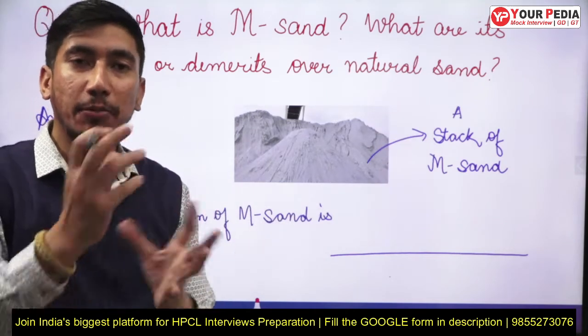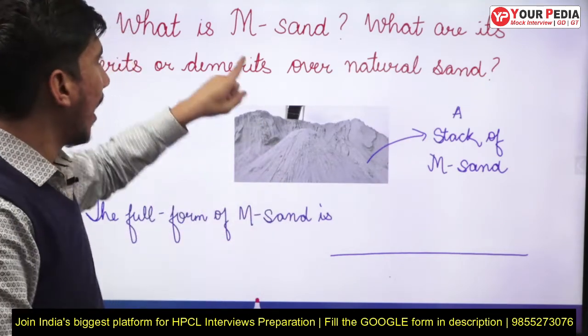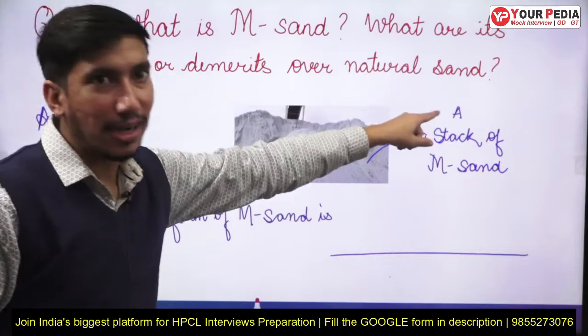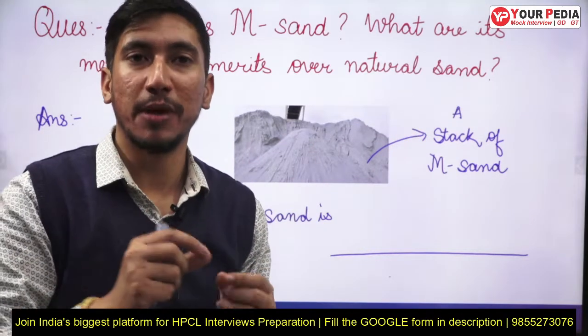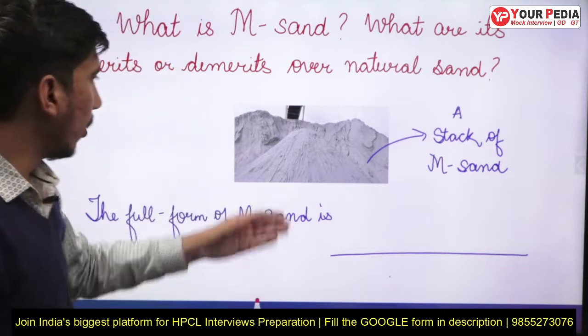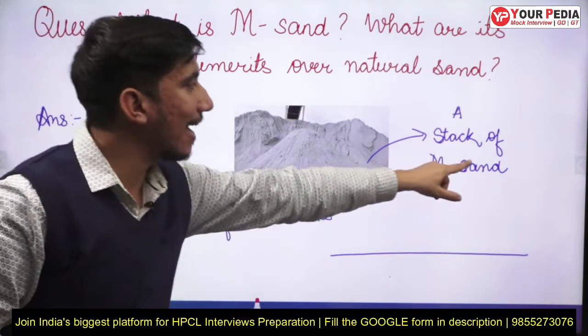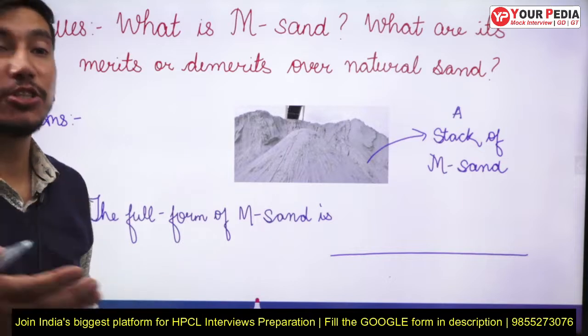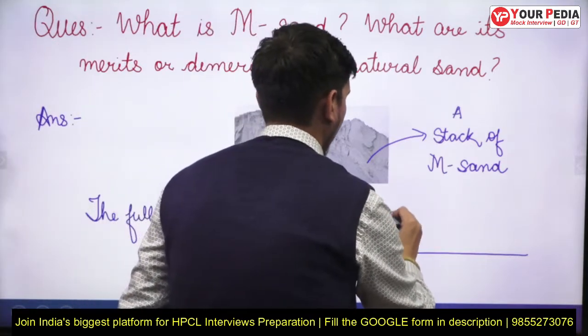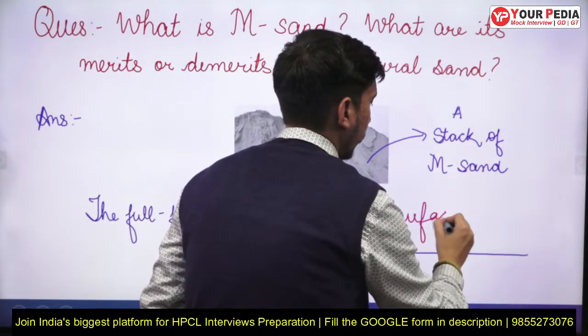Before attempting this question, one must know what M sand is and what natural sand is, and only then can we discuss their respective merits and demerits. Okay, so now in this picture you can see a stack of M sand. The full form of M sand is manufactured sand. M sand is basically manufactured sand.